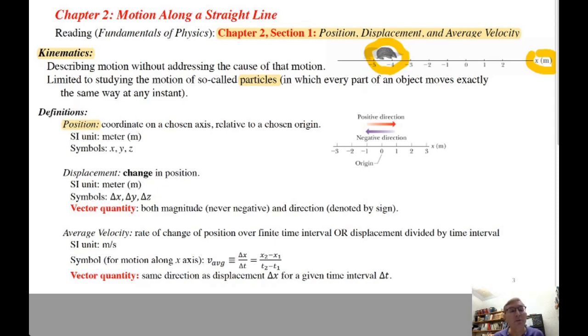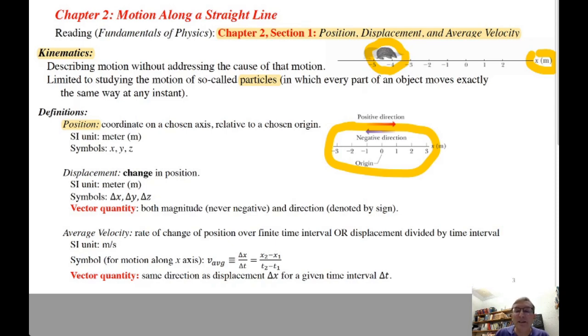Position is just a location or a coordinate on a chosen axis relative to a chosen origin. So here you see a depiction of part of an x-axis with a chosen origin, and we can have some particle. Maybe it's an armadillo, maybe it's an airplane on a runway, maybe it's a drag car on a raceway, whatever it might be. And it's going to be moving along on this x-axis. And at any given time, any given instant, it has a position. It is located somewhere on this axis that you see.